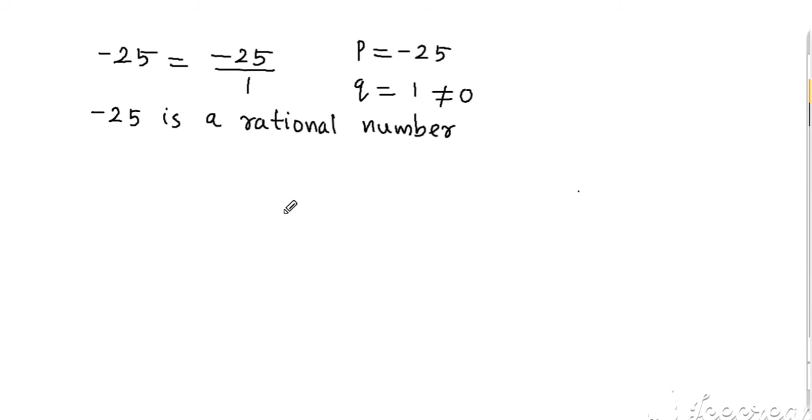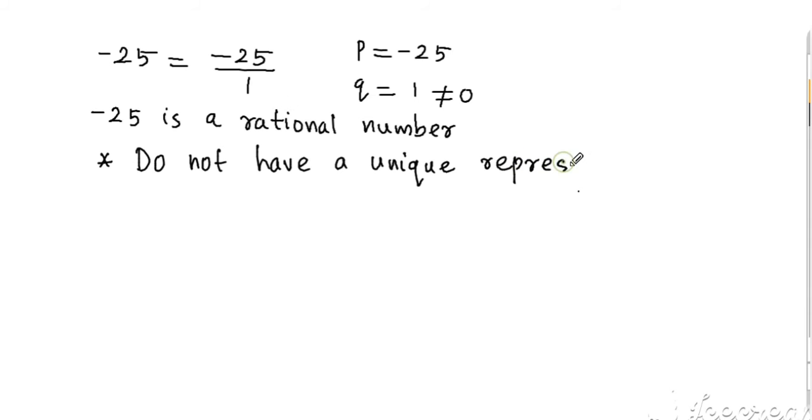Now we are going to look at an important property of rational numbers. Rational numbers do not have a unique representation. Unique representation means it should be written in only one way. So they do not have a unique representation, which means a rational number can be represented in many ways. Rational numbers do not have a unique representation in the form p by q.